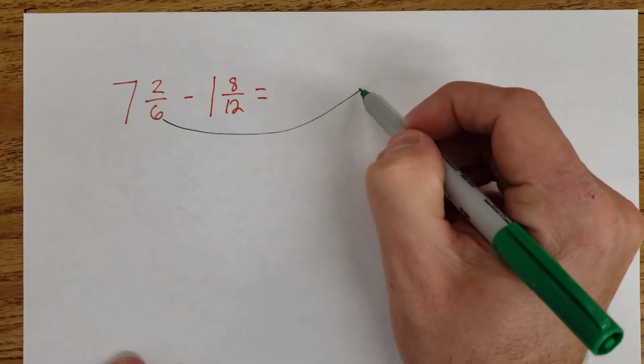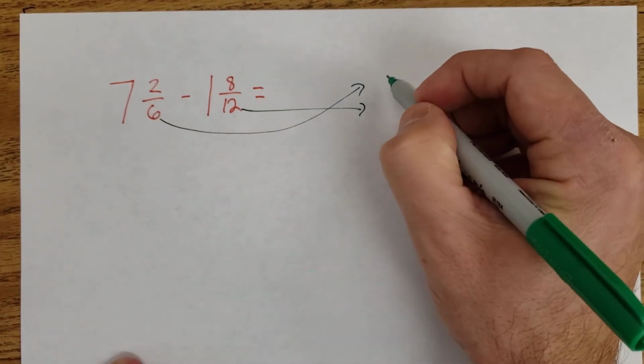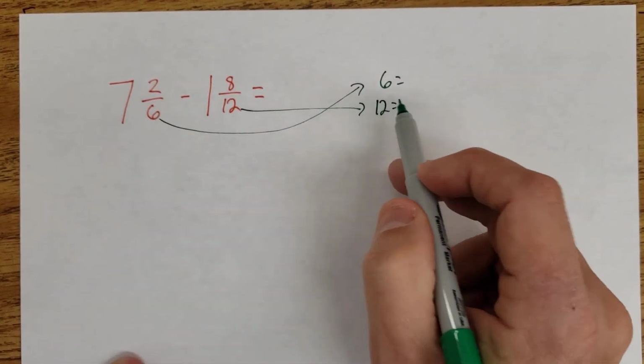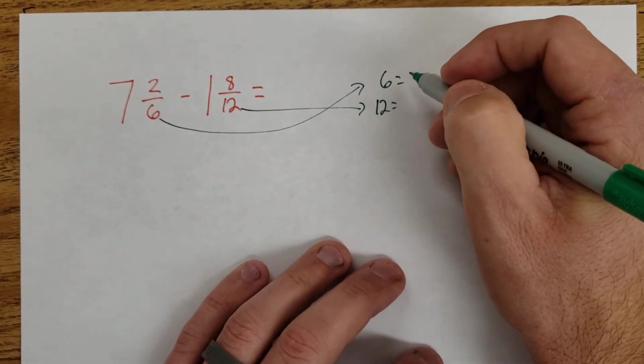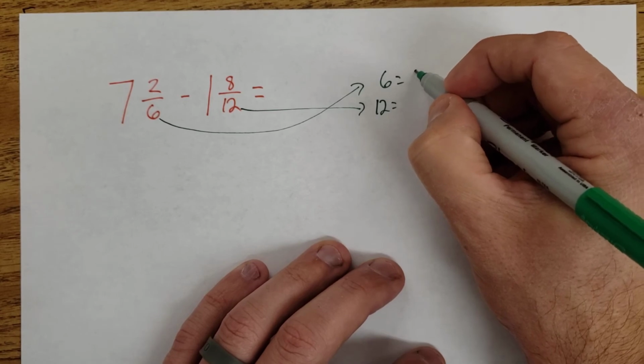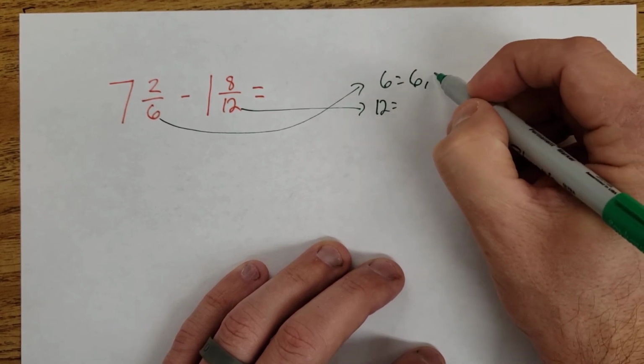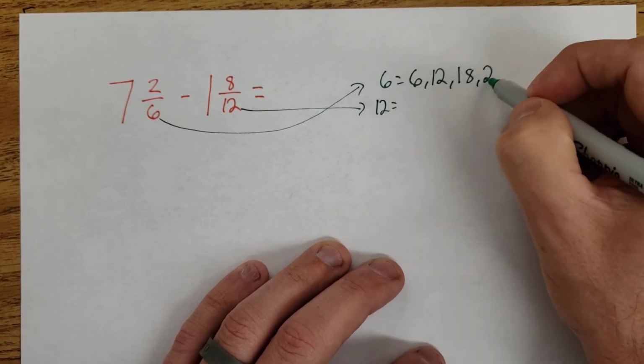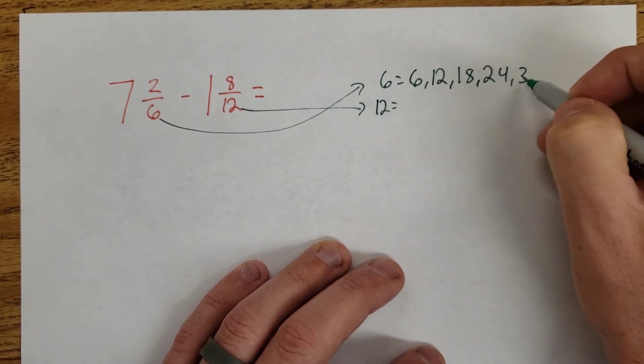We need to find the LCM to fix that. 6 is first, so I put it on top. 6 and then 12. So I got to skip count by my 6's. I like to go to times 5. 6 times 1 is 6. 6 times 2 is 12. 6 times 3 is 18. 6 times 4 is 24. 6 times 5 is 30.